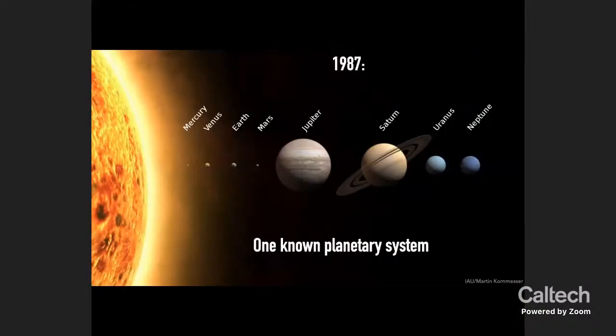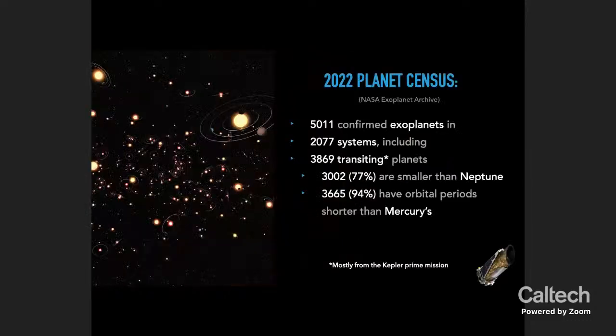Ah, there we go. All right, so let me introduce myself for those of you who don't know me. I was born in the year 1987 on a small, mostly rocky planet, third out from the sun, in what at the time was the only known planetary system. And of course, today we know of over 5,000 exoplanets in over 2,000 unique systems, hosting a multitude of planets.